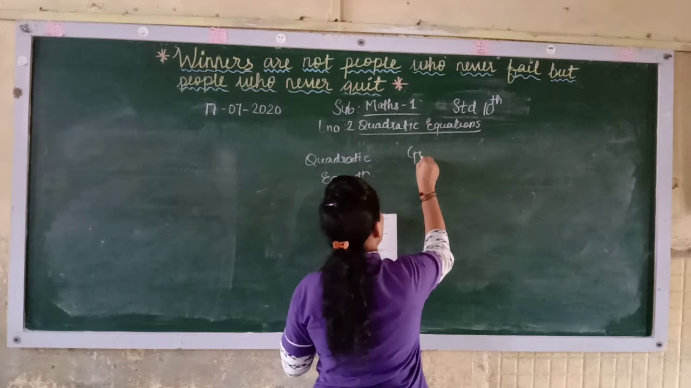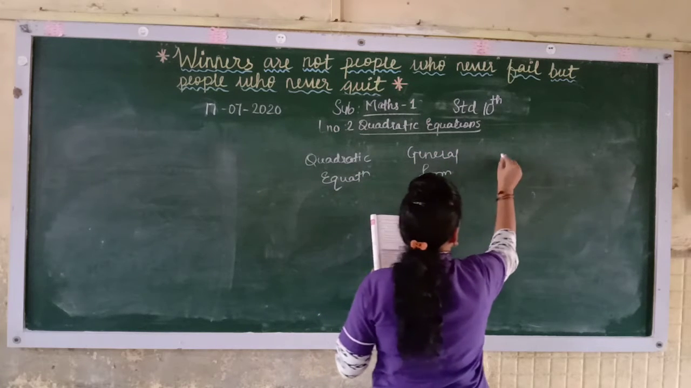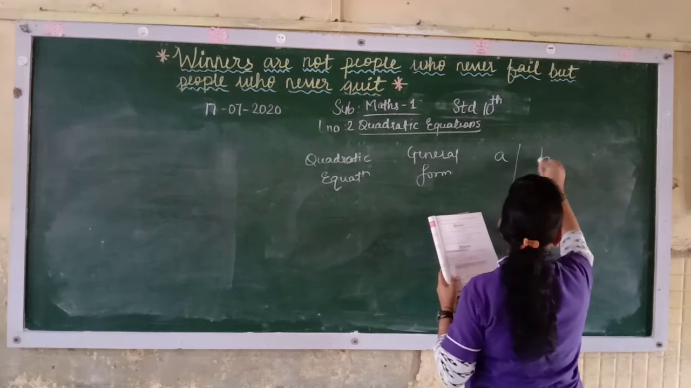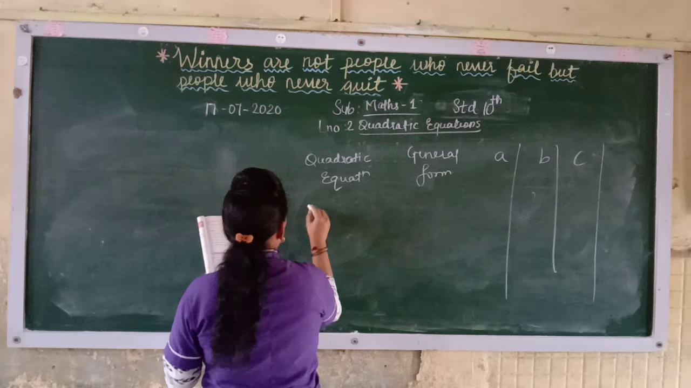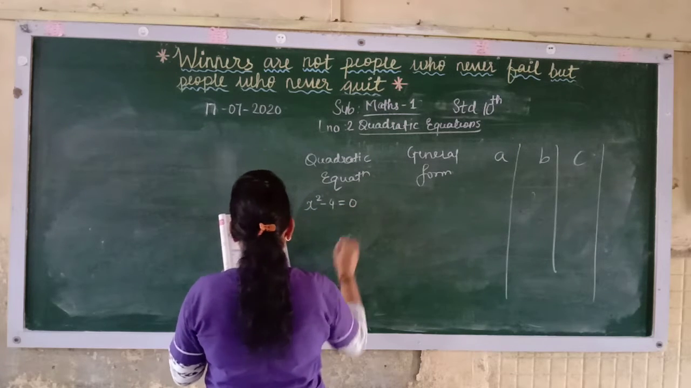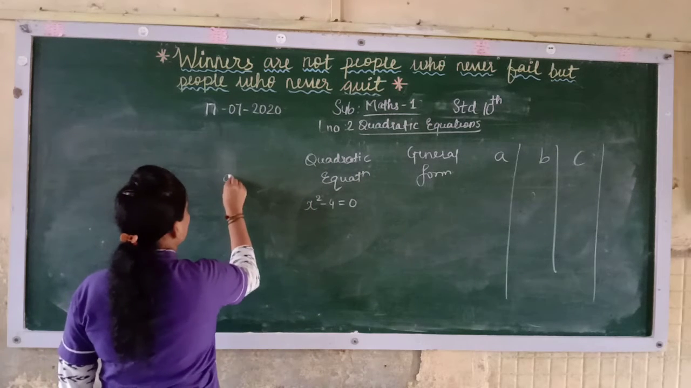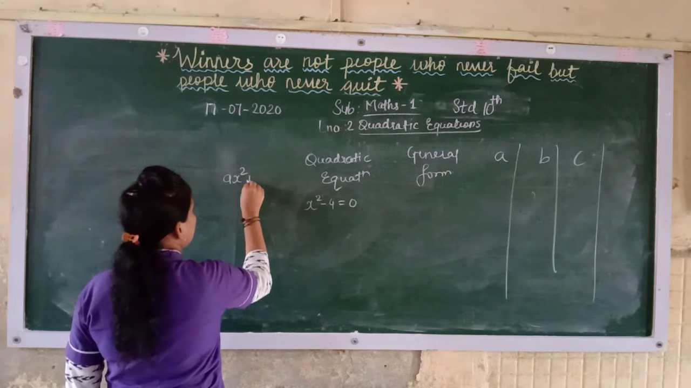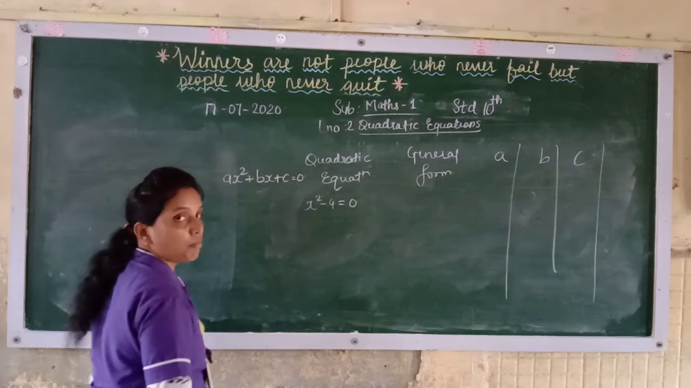Here they have given the general form, and here they have given a, b and c. So like the first one, it is x square minus 4 is equal to 0. In the general form, with what will you tally? ax square plus bx plus c.